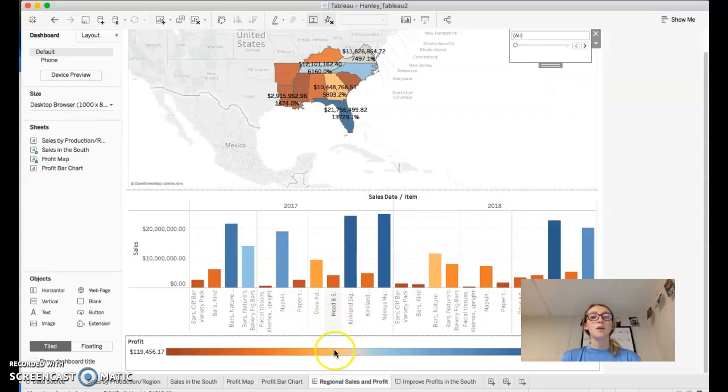Under the sales in the South is a large line with different colors. This was my way of explaining what the different colors mean in regards to both visuals above it. Once again, just like before, the darker red it is, the less money it is making, and the darker blue it is, the more money it is making.